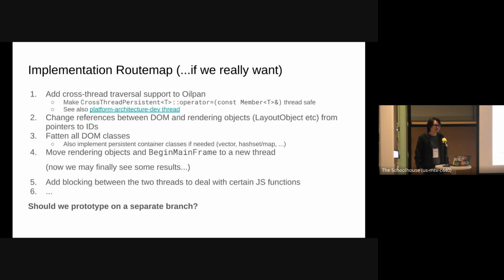Finally, if we really want to implement it, this is a very rough roadmap with a lot of details missing. First of all, we need to make all pans support cross-thread traversal.